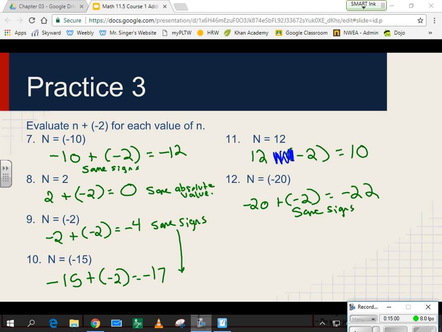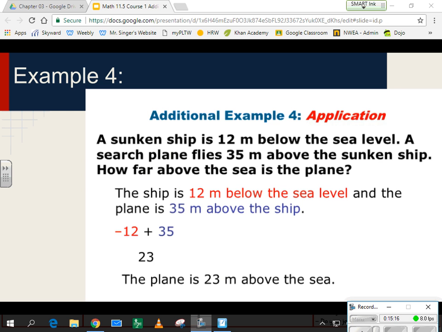For 11, it was 12 plus negative 2, so I get rid of the plus part and just look at it as 12 minus 2, which got 10. And for 12, it's negative 20 plus negative 2, same sign, so keep adding and then put the negative symbol. Hopefully you did well on those.